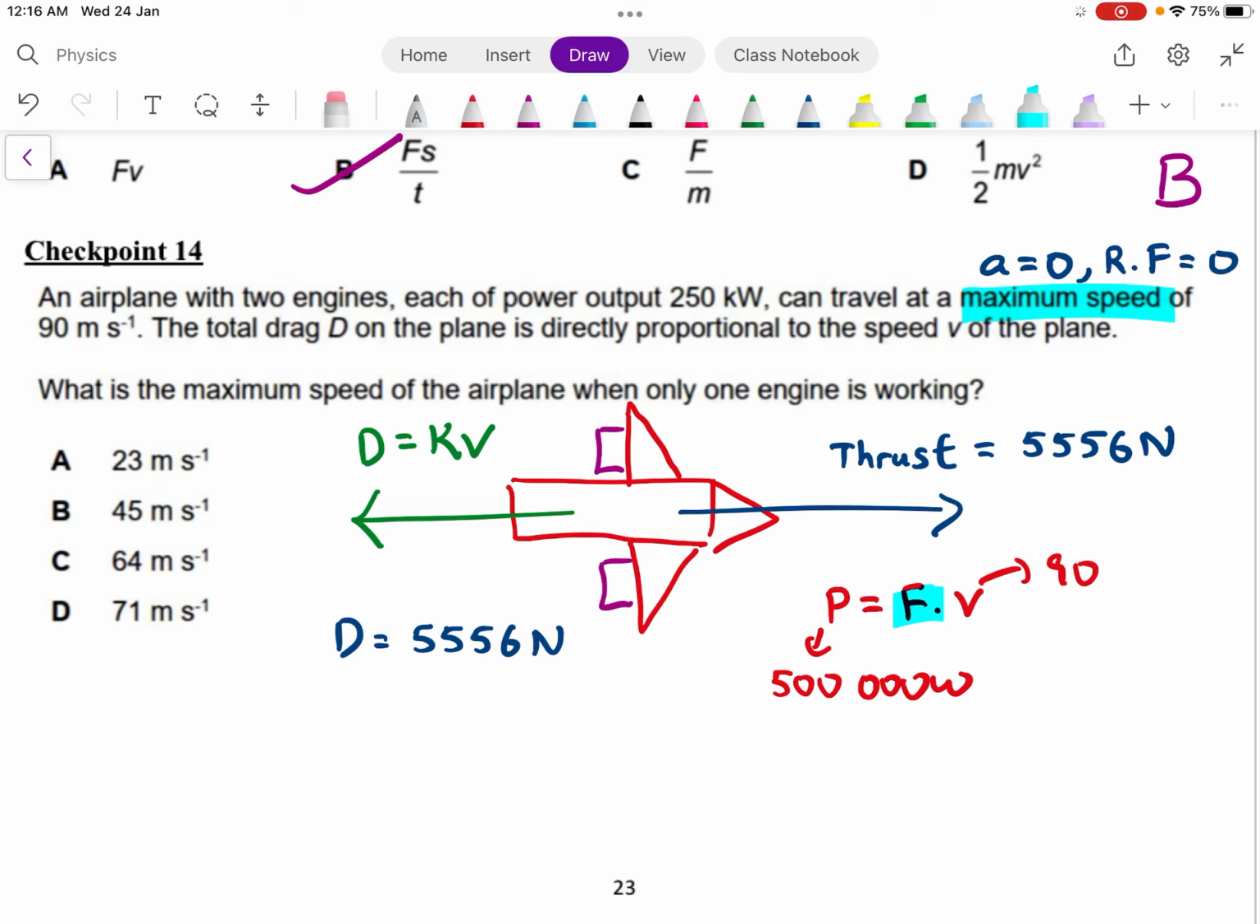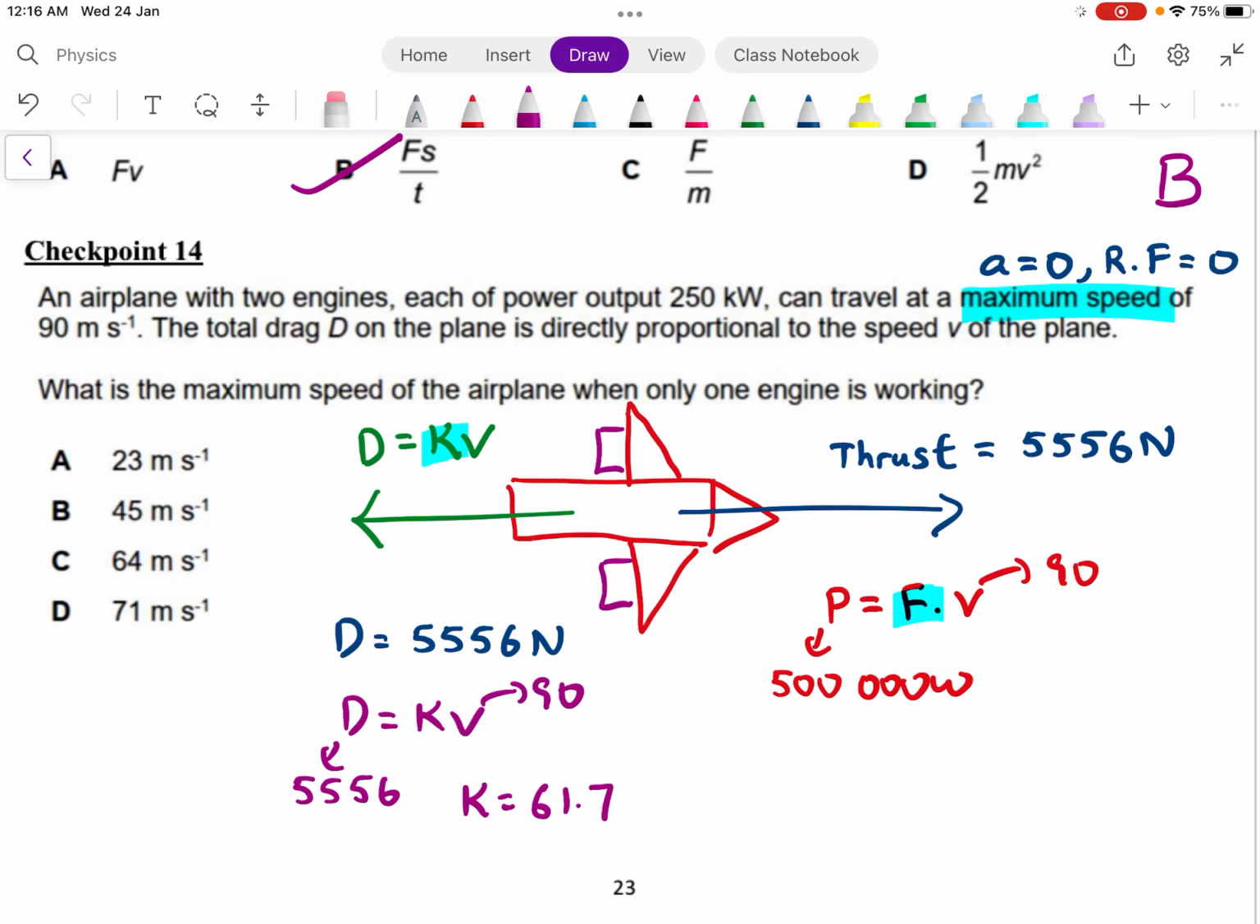They already tell us that the drag force is directly proportional to the speed, which means I can find K, the constant of proportionality. You simply put D equal to KV. My D is about 5556, my V is about 90. So my K constant, which we will need to use later, is 5556 divided by 90, about 61.7.